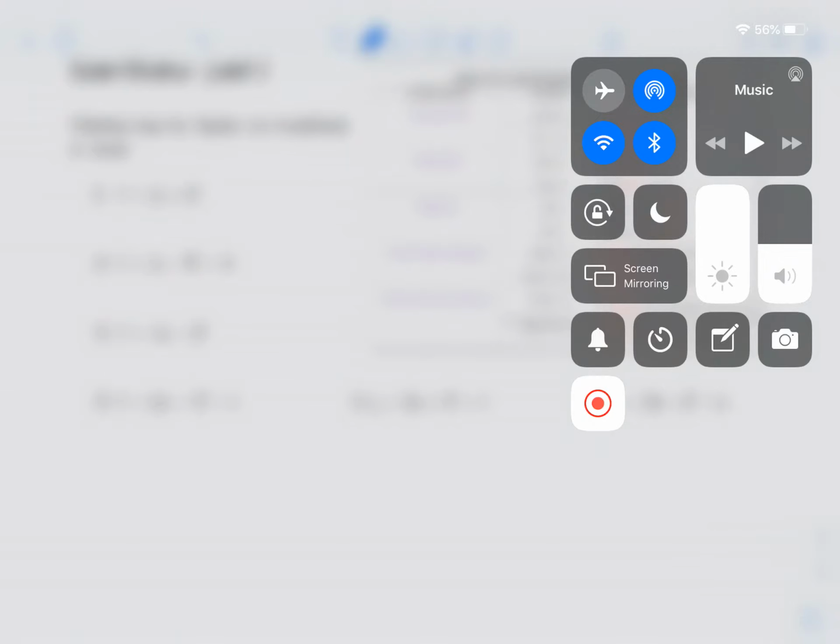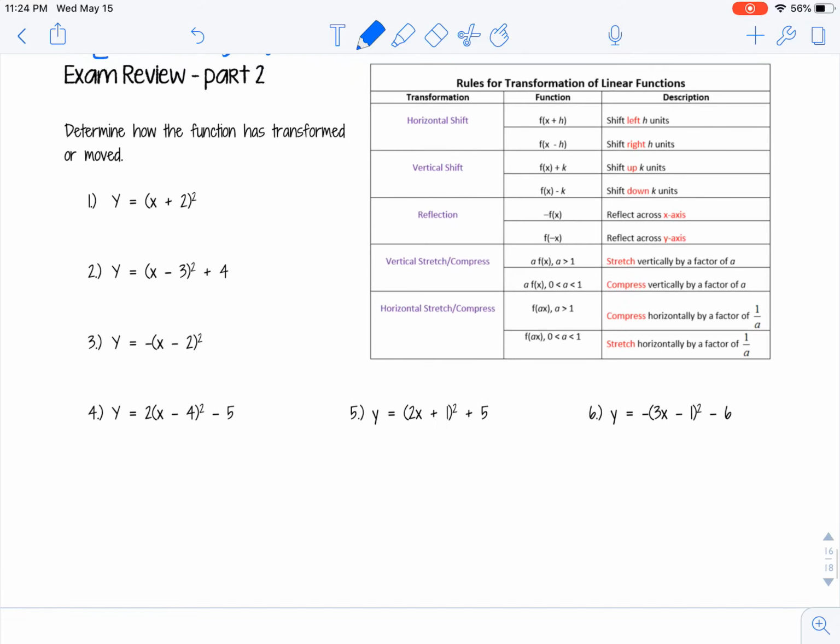All right, guys, this one's going over the exam review part 2, the one that was handed out separately. So this is talking about function transformations. What we're focusing on is what are we doing to this? So we have a +2 here. If I go over and look in my chart, this right here I added, so this means I moved left. So this would be left 2 units.